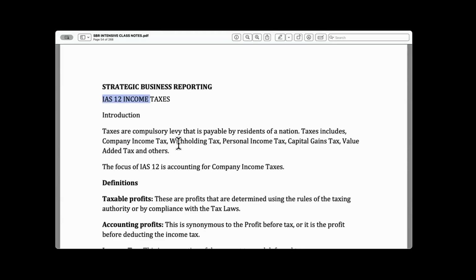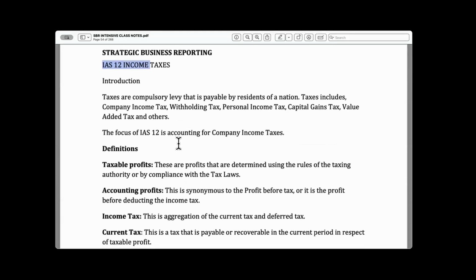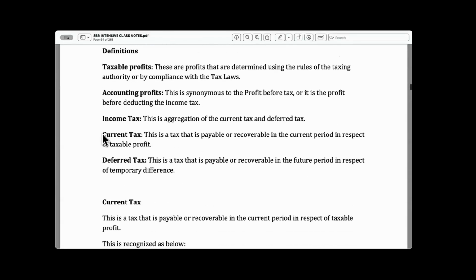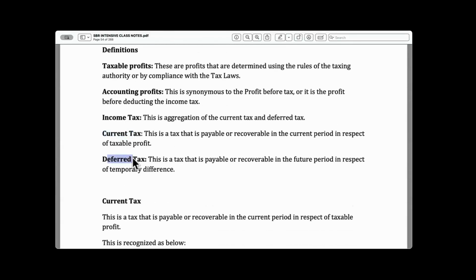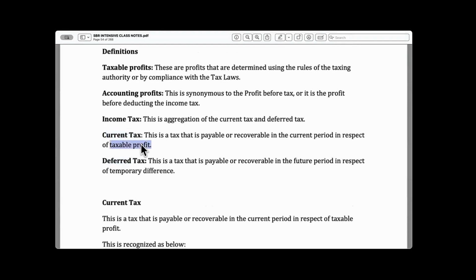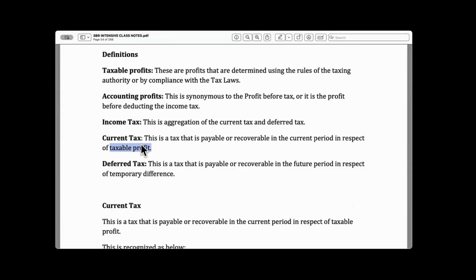Remember that when it comes to income taxes, there are majorly two: current tax and deferred tax. Current tax is tax you pay on your taxable profits. Deferred tax is tax payable or recoverable on temporary differences.